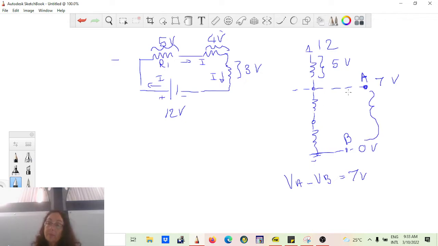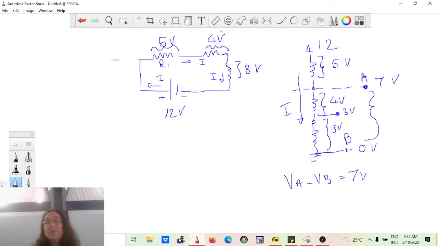And then, of course, from 7, it's going to lose here 4 volts, right? So now you have only 3 volts left, and here you're losing 3 volts. So you have to think of that as altitude. Now, the current always flows from high altitude to low altitude, or high potential to low potential. So that's why we do Kirchhoff law.